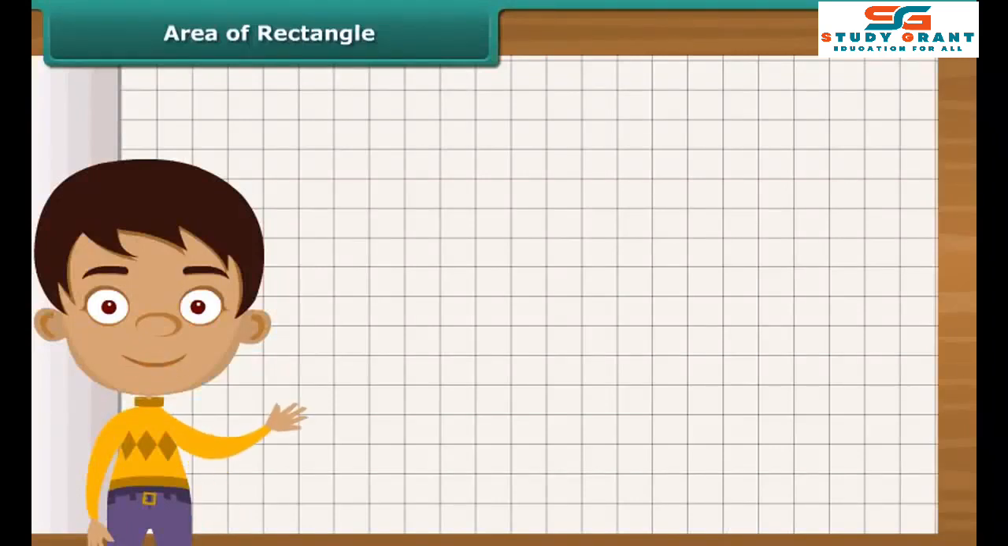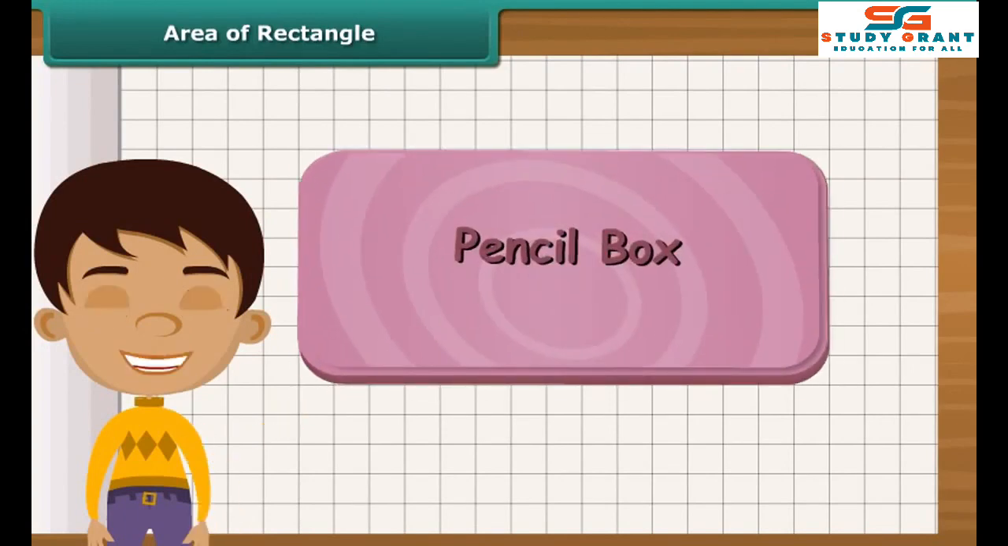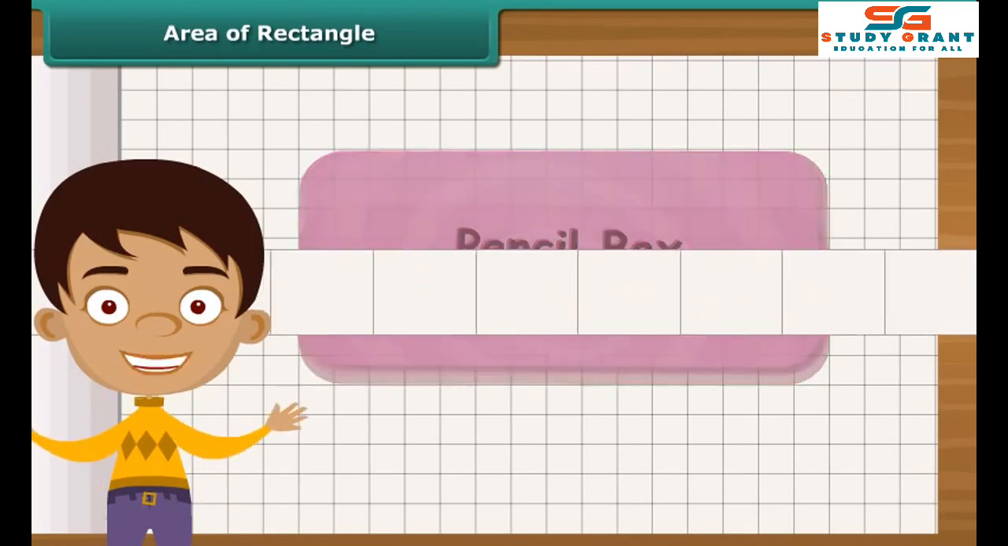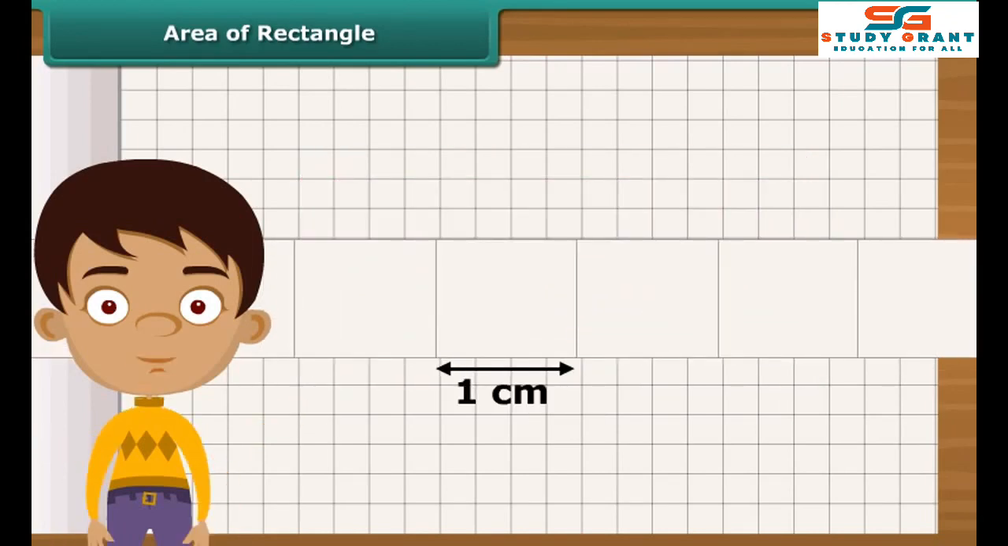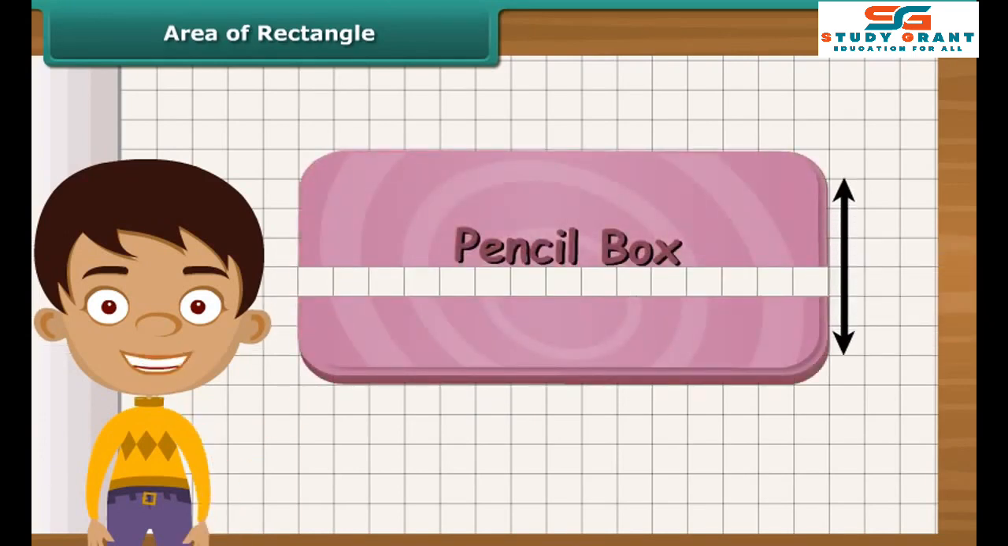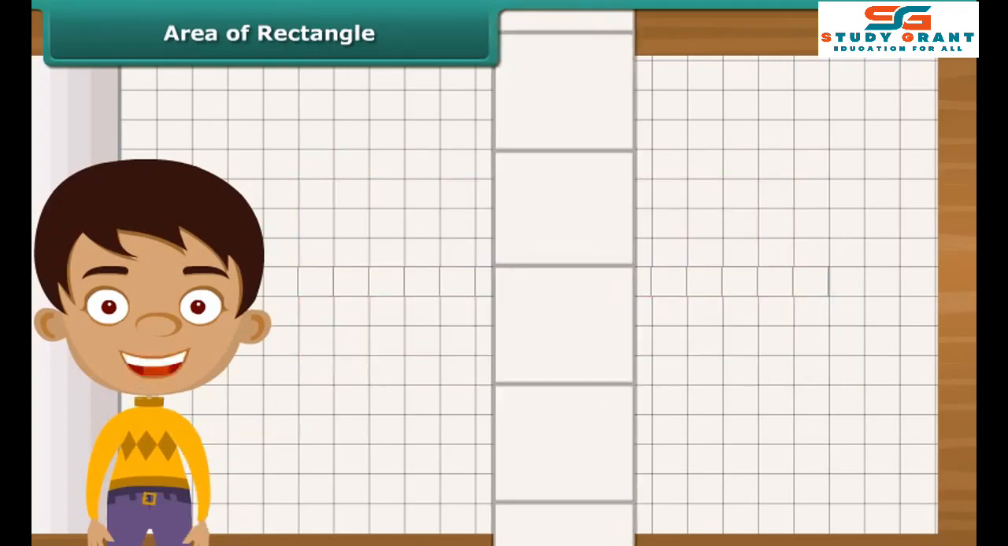Let us find the area of a rectangle by counting squares. Take a rectangular pencil box. Place it on a squared paper. The length of the box is 15 centimeters. Arrange 15 squares of side 1 centimeter along its length. The breadth of the box is 8 centimeters. Arrange 8 squares of side 1 centimeter along its breadth.